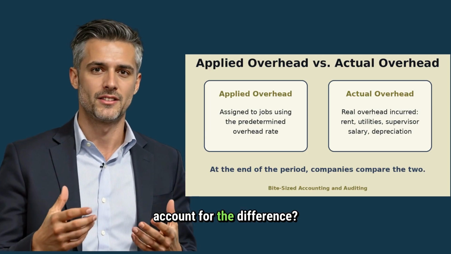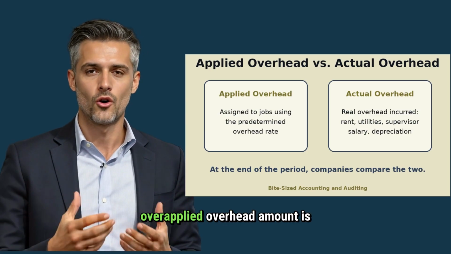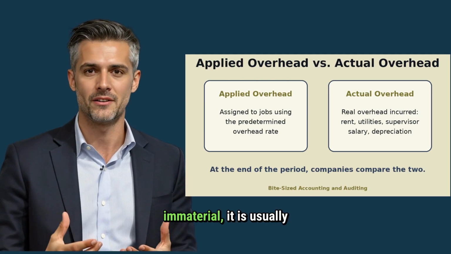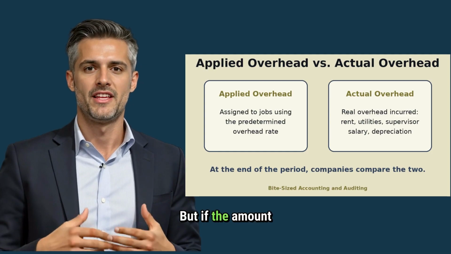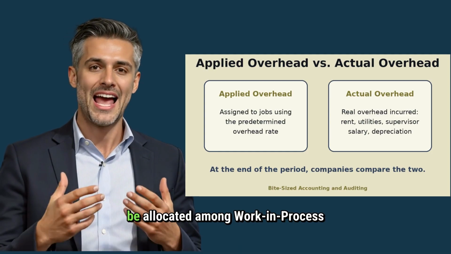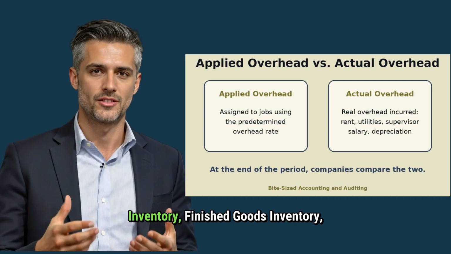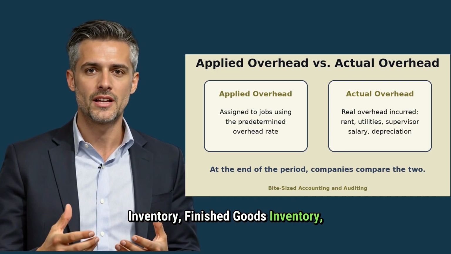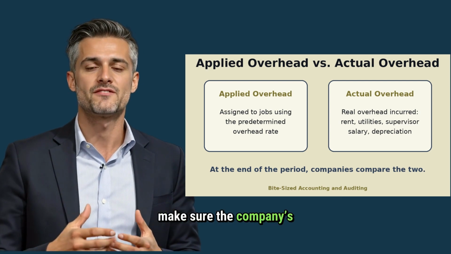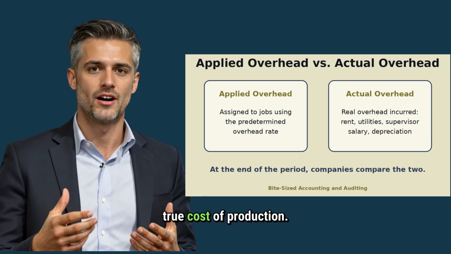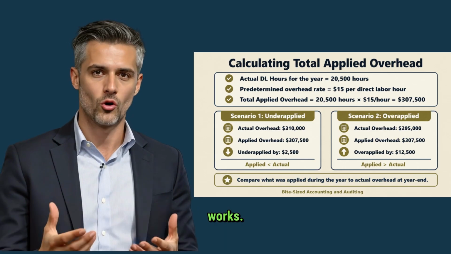Now, how do we account for the difference? If the underapplied or overapplied overhead amount is immaterial, it is usually closed to cost of goods sold. But if the amount is material, it can be allocated among work in process inventory, finished goods inventory, and cost of goods sold. The goal is to make sure the company's financial statements reflect the true cost of production. Let's see how this works.